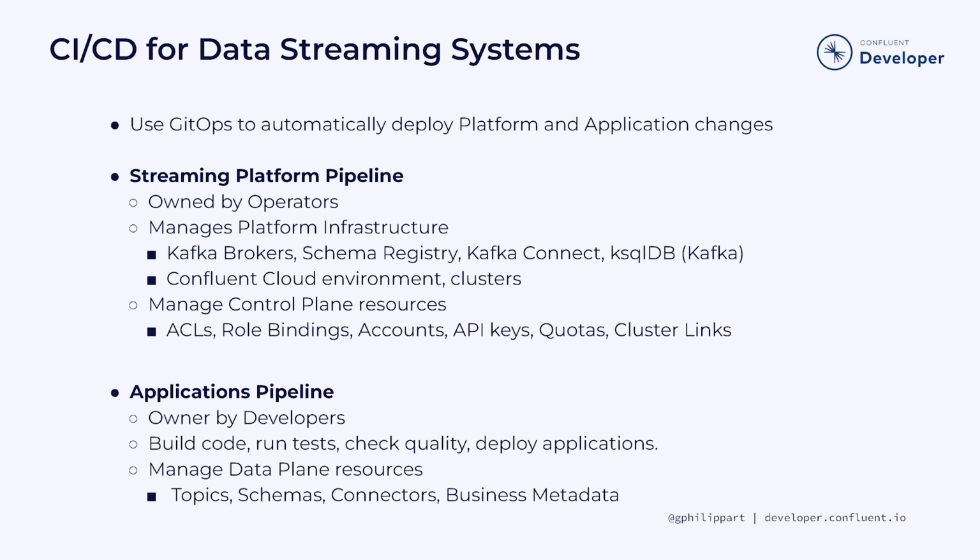In data streaming systems, it's best to create 2 kinds of pipelines. Platform pipeline is owned by operators to create and update the platform infrastructure and manage control plane resources. And the application pipeline, owned by developers for building and deploying applications, but also managing the data plane resources such as topics, schemas, connectors, and business metadata.